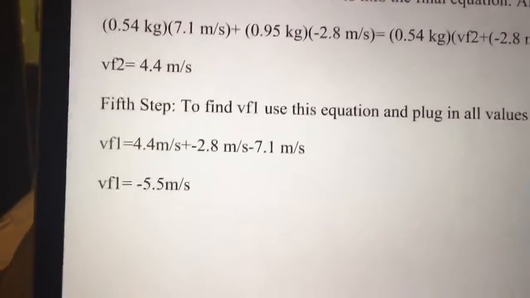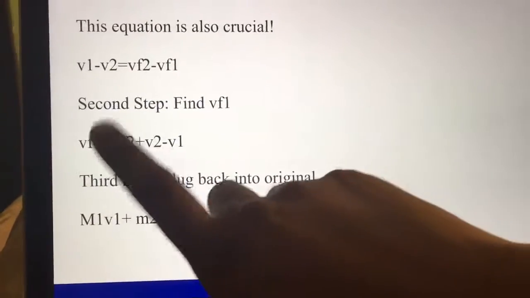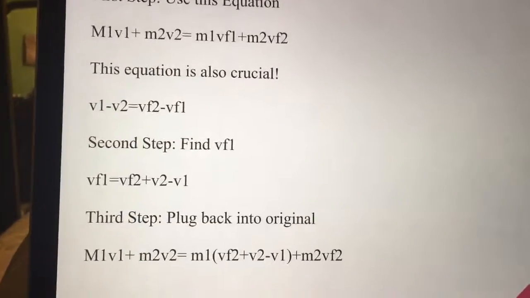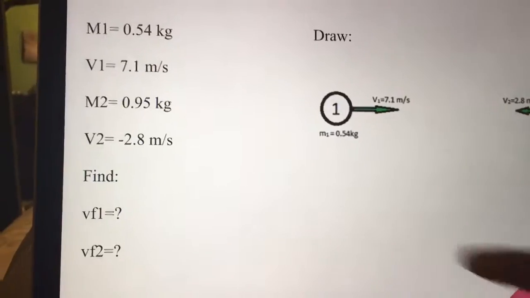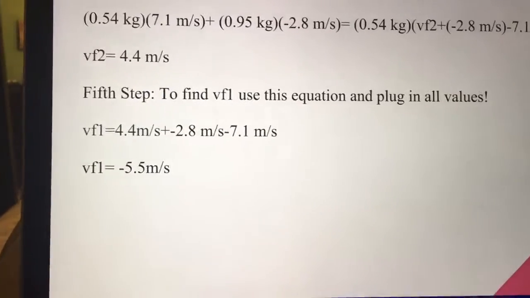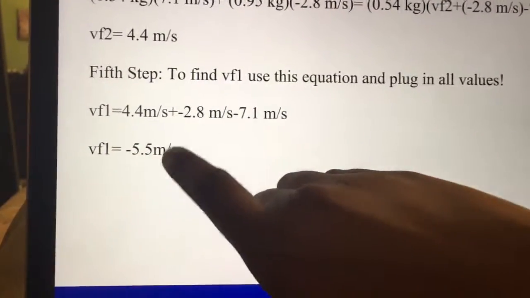Now, you need to find out what vf1 is. You go back to this equation. You know what vf2 is, you just found out. We already know what vf2, v2, and v1 are. Just plug it in, and you get vf1 equals negative 5.5 meters per second.